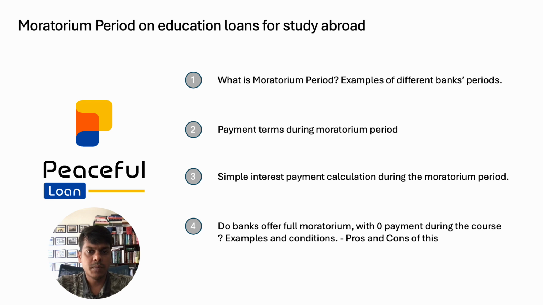Second, they ask what are the payment terms during the moratorium period. Third question, which is very commonly asked, is simple interest payment calculations during the moratorium period. And last but not the least, do banks offer full moratorium period with zero payment during the course? And any examples and conditions, pros and cons of this, right? I'll ensure that in this video I'll cover all of these aspects of a moratorium in education loan.